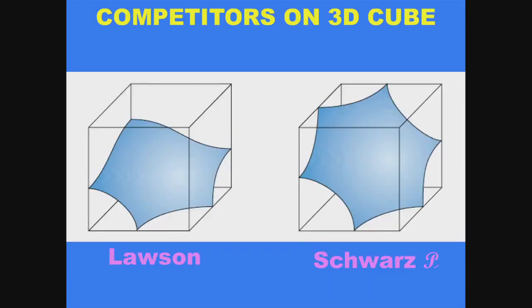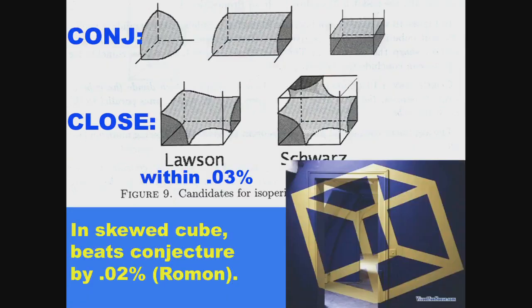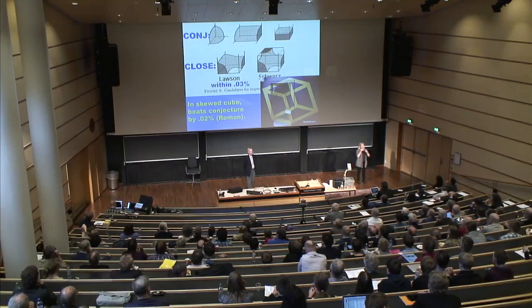And here there are some good alternative candidates. Constant mean curvature surfaces due to Lawson and Schwarz, which actually do very well. This Lawson surface comes within 0.03% of beating the cylinder. Maybe that's why this is so hard to prove. And actually, Roman noticed that if you just skew the cube a bit, then the Lawson surface beats the cylinder by 0.02%. So it's a very delicate problem which remains open today.